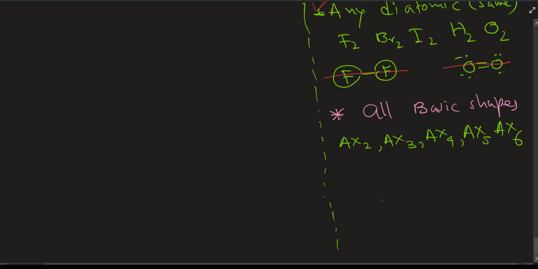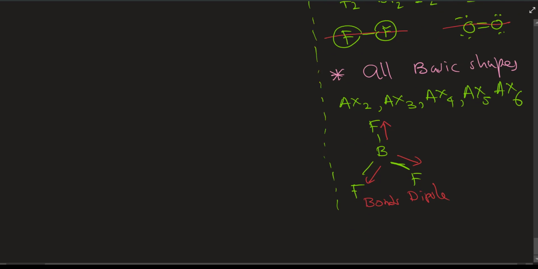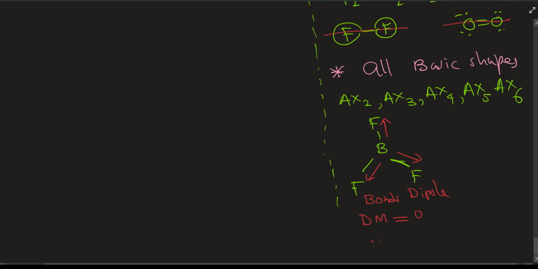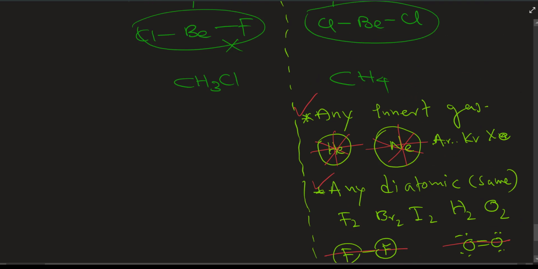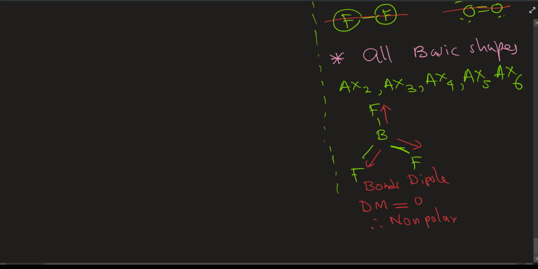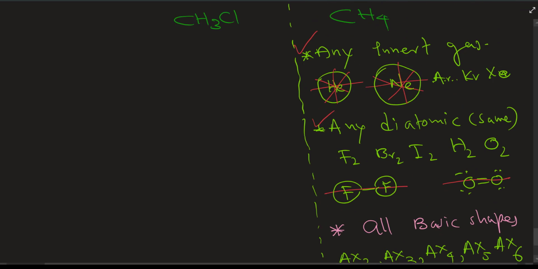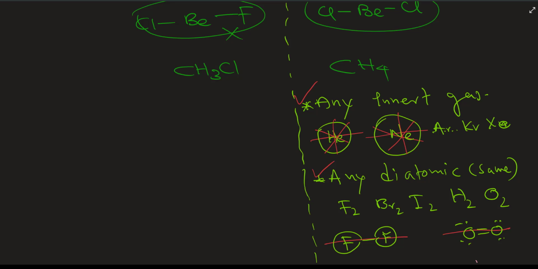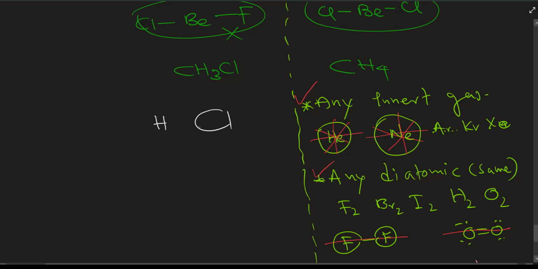What's that? Remember those types: AX2, AX3, AX4, AX5, AX6. So that's like a two-legged dog, three-legged dog, four-legged dog, and so on. Now, what happens here? Actually, boron to fluorine has a pull based on the electronegativity, but these are like three horses pulling away with the same energy, so it cancels out. So that's why the dipole moment becomes zero, and therefore it's nonpolar. And also you can see symmetric, nonpolar, voila, right?